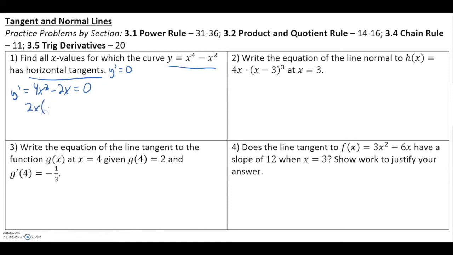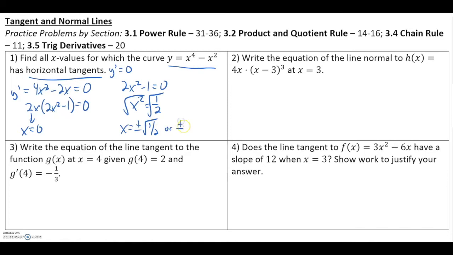So always a good habit to get into, factoring. Factor out 2x and leave us with 2x squared minus 1 equals 0. Right away, one factor is going to tell us we have a horizontal tangent at 0, and we'll have to solve on the other one. We get 2x squared minus 1 equals 0, so x squared has to equal 1/2. And just remember, when we get this, it's going to be plus or minus the square root of 1/2, or plus or minus square root of 2 over 2. So 3 different solutions coming out where our curve will have a horizontal tangent.